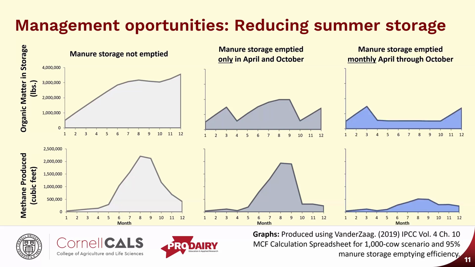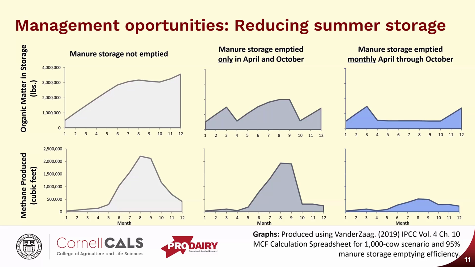So then we've run the model again where we've said, what if we just kept the storage empty all summer? Storage is really important maybe for winter. Maybe we can find ways to manage that manure in the summertime and have less emissions. And when you do that, we can drop those methane levels down. We do have some producers in the state that are really getting good at managing their manure and have been able to keep storages empty pretty much all summer.